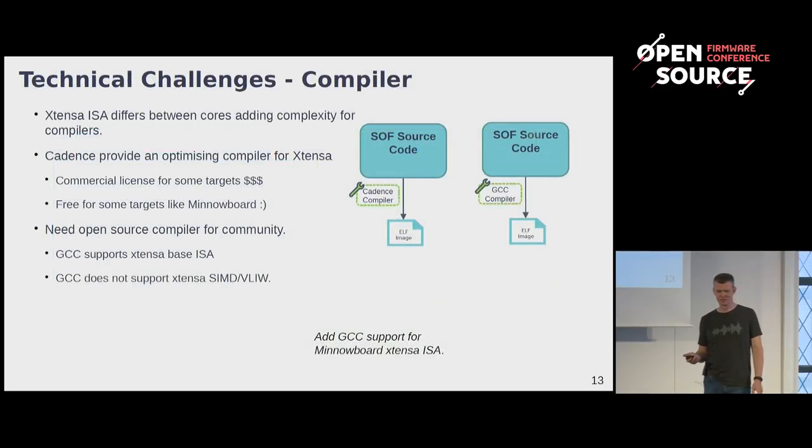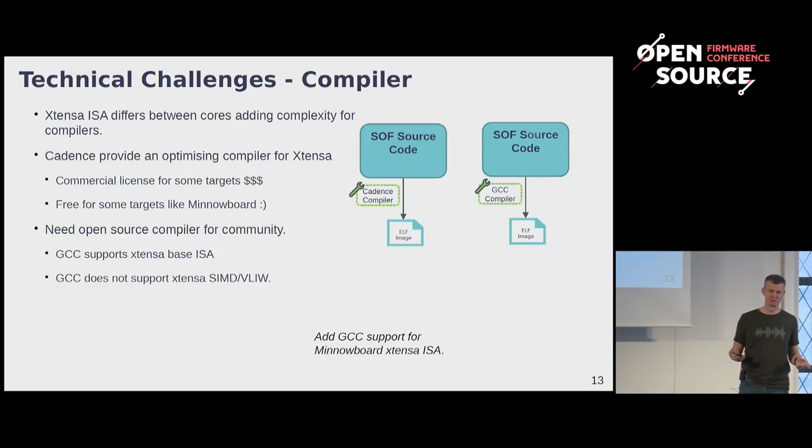If I go into the technical challenges, usually when you're open sourcing an application, the compiler is not a technical challenge, because you have compilers for x86 and ARM that are open source already. But our DSP runs on the Tensilica ISA, and the problem here is that the GCC compiler can generate Tensilica code, but it cannot do any of the SIMD instructions. SIMD means single instruction, multiple data. On Intel architecture, those would be things like SSE or AVX. The Cadence compiler can do that, but the GCC compiler can't.